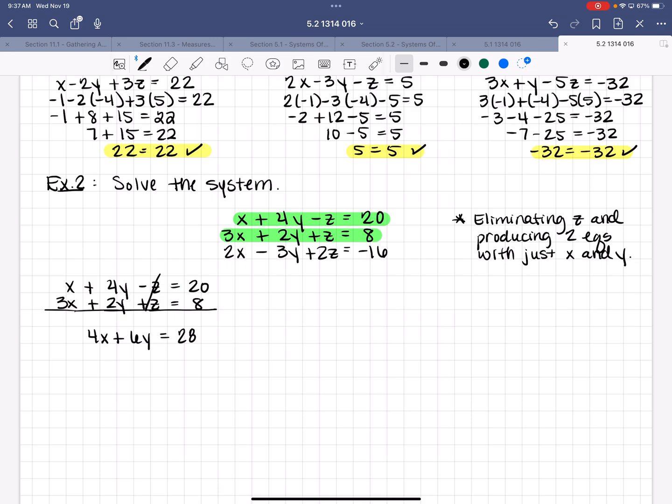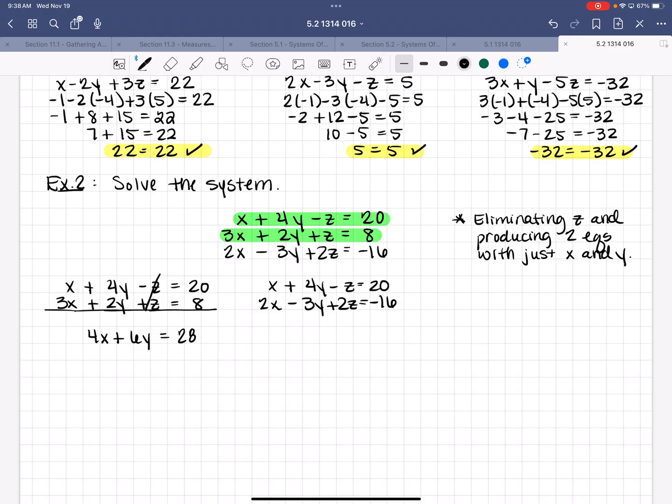I would pick 1 and 3. Here's why I would pick 1 and 3. Because one's already negative. What do I need to multiply 1 by to get z to go away? 2. Okay, so I'm going to use x plus 4y minus z equals 20. And I'm going to use 2x minus 3y plus 2z equals negative 16.